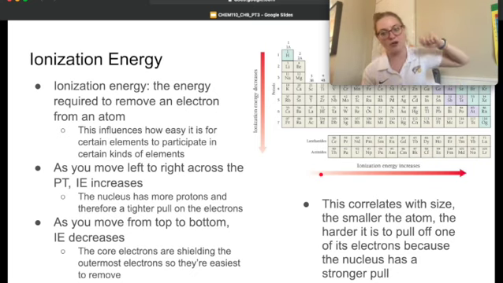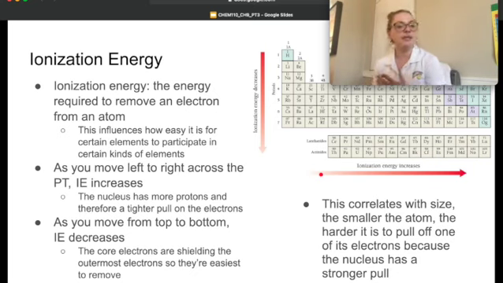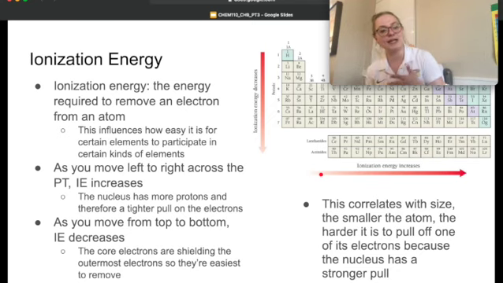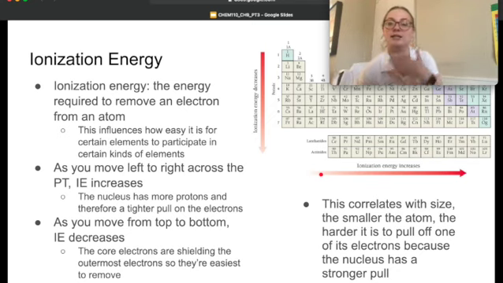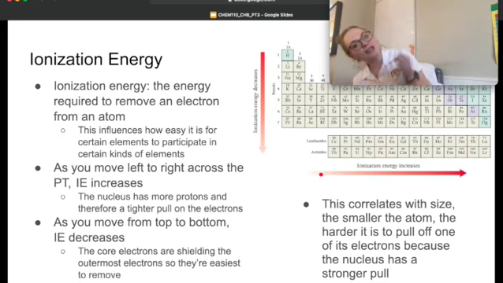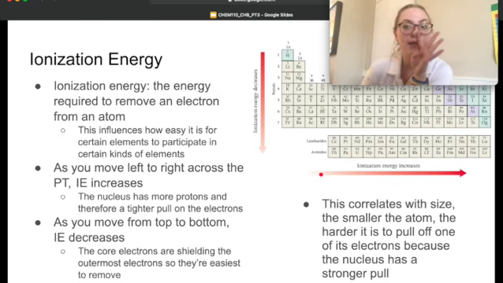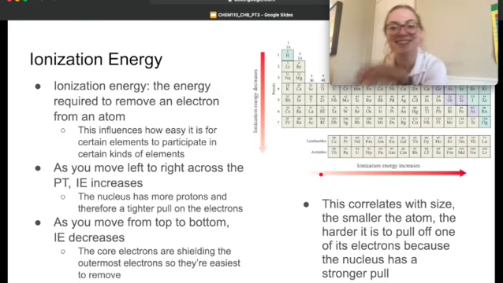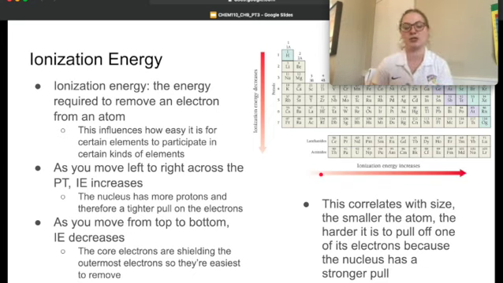Remove one electron from a neutral atom. So this actually influences how easy it is for certain elements to participate in certain kinds of chemistry because, for example, lithium is going to want to form a positive ion, and something else might want to form a negative ion, so those guys might want to hang out together. Preview for molecular and ionic compounds. So, again, it's going to influence that kind of chemistry because it'll be how easy it is for it to form an ion, that kind of thing.